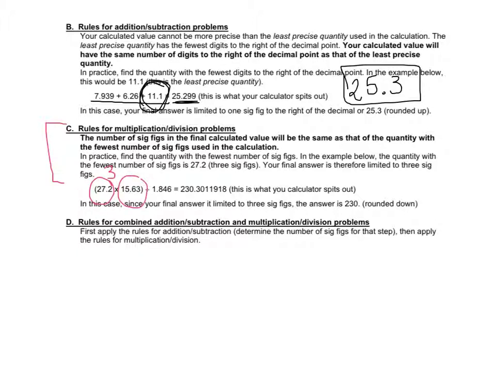And then the 15.63 has 4 significant digits, and then the 1.846 has 5 significant digits. So you're going to use the one that has the least amount of significant digits, so that would be this one. It has 3. So when your calculator gives you this number, you're going to round that to 3 significant digits. So it would round out to 230.